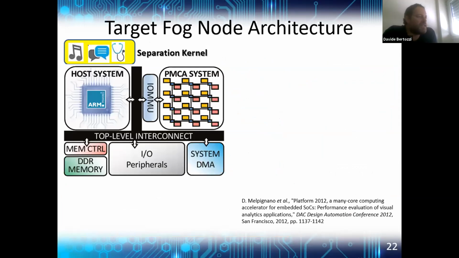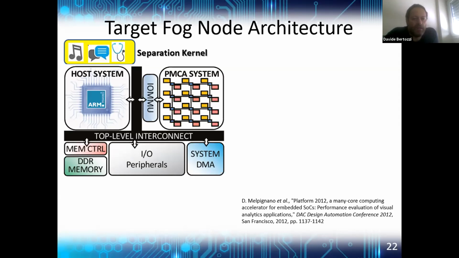A target fog node architecture may consist of a heterogeneous parallel computing architecture, which is kind of mainstream today. You can have a host processor that is suitable for coarse-grained parallelism and that performs system-level control tasks, and that runs a full-fledged operating system extended with a separation kernel, that is, a kernel that guarantees spatial and temporal isolation of running applications, and that keeps their interactions under tight control.